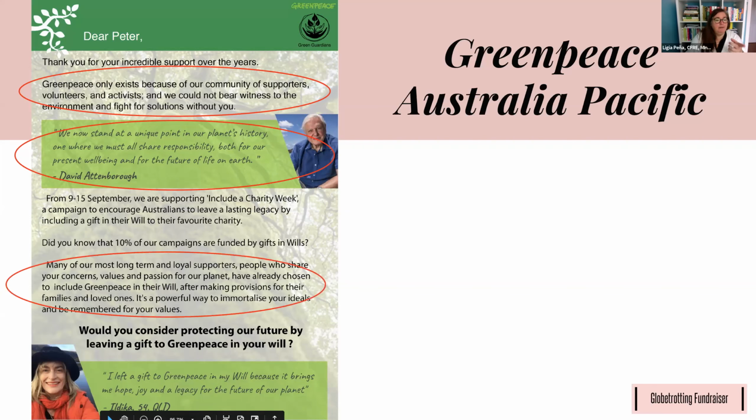And here is many of our most long-term and loyal supporters, people who share your concerns, value the passions of our planet, blah, blah, blah, and include Greenpeace in their will. And of course, this could be reinforced, and this is a missed opportunity, I would say. We could reinforce with better social proofing by saying, X number of supporters leave a gift in our will, or, more, basically referring actually to a percentage, a little bit like the Royal Opera House, what they did there. This message could have been reinforced and improved in order to really bring gravitas to that paragraph, to show like, yes, a lot more people are leaving gifts in their wills to Greenpeace Australia Pacific.